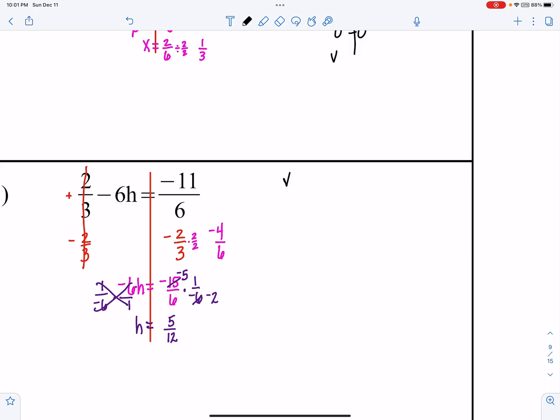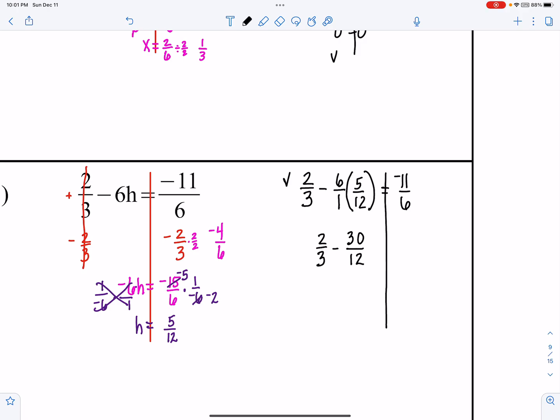So doing everything in black here, we have the 2/3 minus 6. Since I know it's a fraction, I'm going to do minus 6/1 times 5/12 equals negative 11/6. Okay. Order of operations says that we will do our multiplication first. So we end up with 30/12. Bring everything else down.